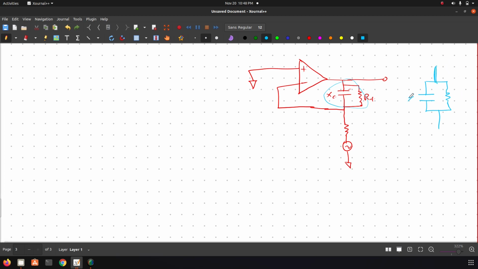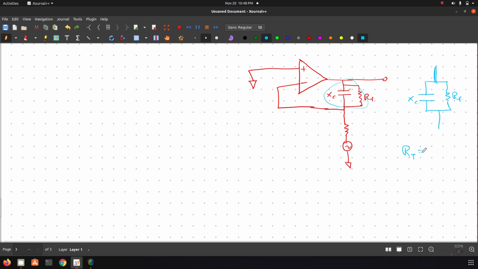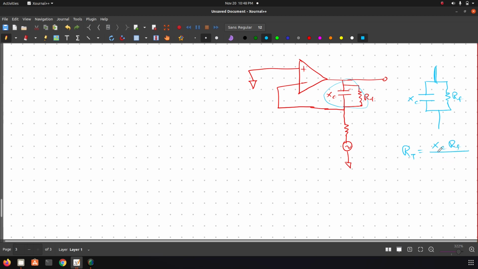Well, this is XC and this is RF. So these two are in parallel. The total resistance of this circuit is this. If you take these two as parallel resistors, then the total resistance RT is given by the parallel resistance formula, right? So XC RF divided by, usually it is XC plus RF, right?